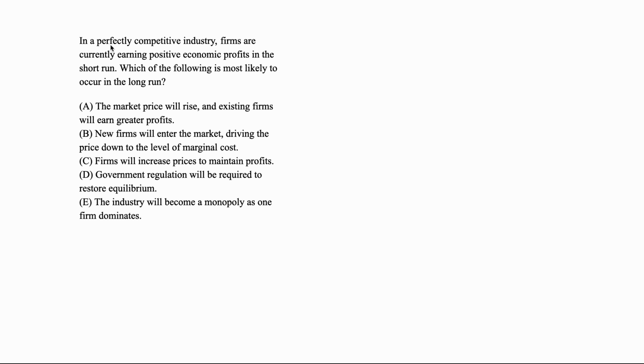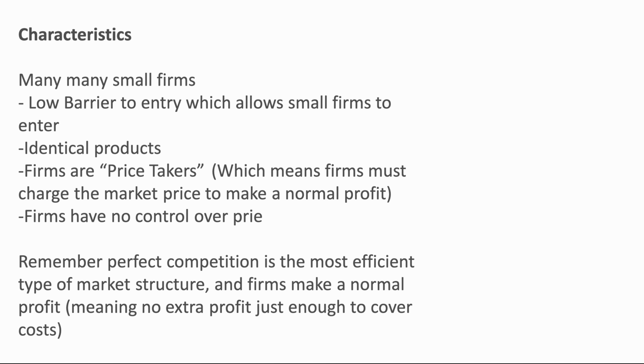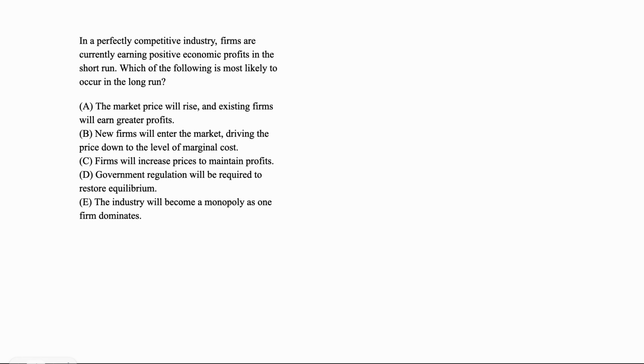Okay, let's go over it. In a perfectly competitive industry, firms are currently earning positive economic profits in the short run. Which of the following is most likely to occur in the long run? So let's just analyze this first. Remember, in perfect competition, there is no extra profit. Even if you're making profit in the short run, in the long run, it's going to self-adjust, and then boom, you're not going to be making any profit. So let's see what answers actually meet that.